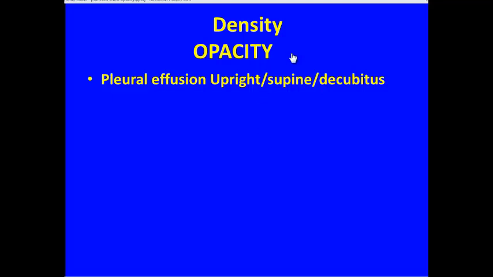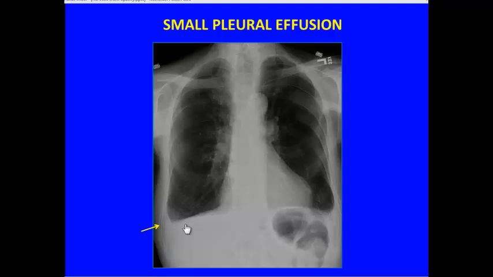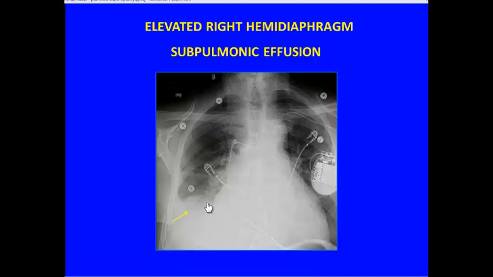And since we're talking about density or opacity, other things we have to think about might be pleural effusions. And what might that pleural effusion look like on upright or supine or decubitus views? Well, upright might just have a little bit of blunting of the costophrenic angles like that. Certainly could be larger, like with this larger right pleural effusion.